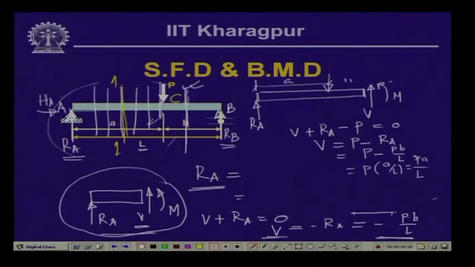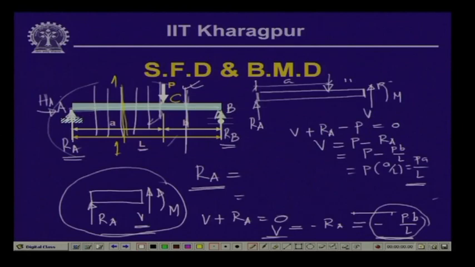Now, please note here that on the left hand section of this concentrated load P, we had a value of shear force which is minus P B by L, and on the right of the load we have a value of the shear force which equals plus P A by L. So, that means, if we now plot the shear force ordinates, this is the length x.